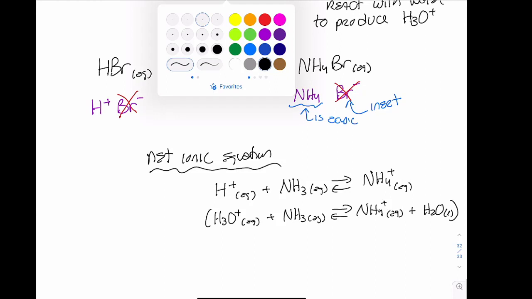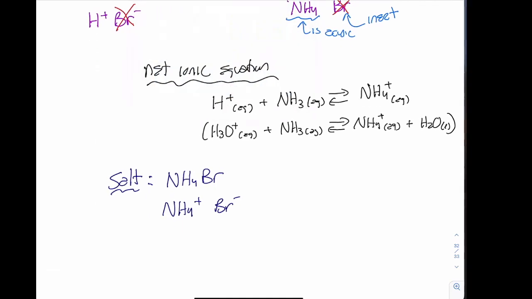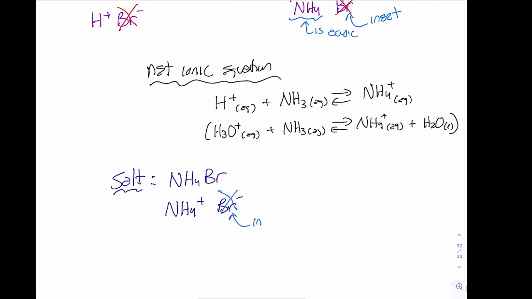So I just want to look a little bit more at that salt solution. I'm going to get a little repetitious here, but our salt, in this case, NH4Br, NH4+ and Br-. The Br- is inert, it's a spectator ion, it's the conjugate of a strong acid, it has no affinity for protons, however you want to say it. We don't care about it because it's not going to do anything.